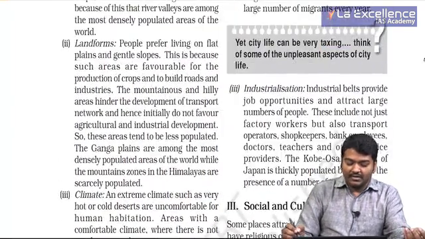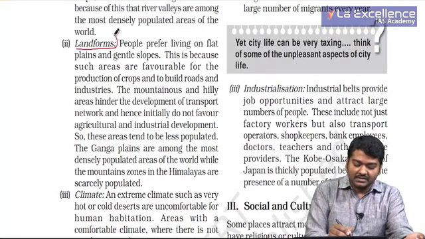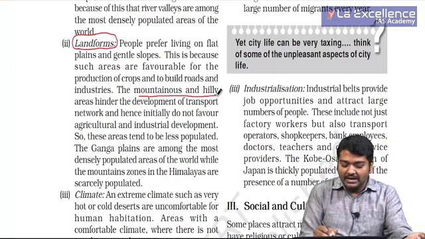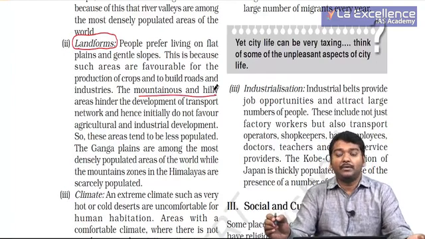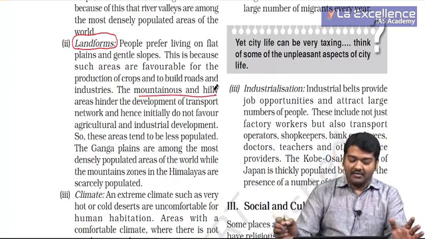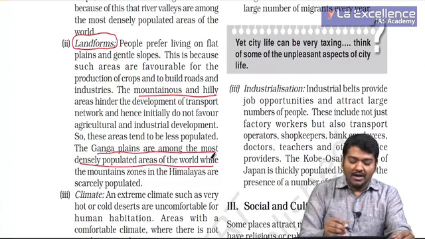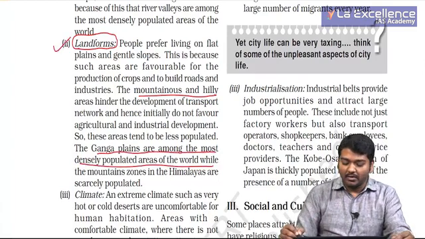Second important thing we need to understand is landforms. When we talk about landforms, if it is a mountainous or hilly region, usually the number of people staying will be less. If it is plains, you will see more densely populated regions, right? This is also very important for us.